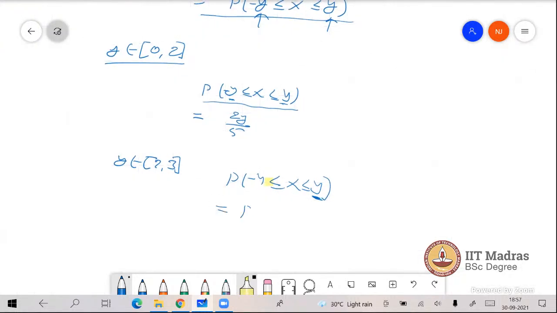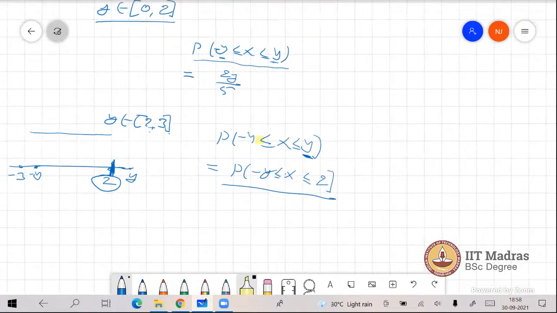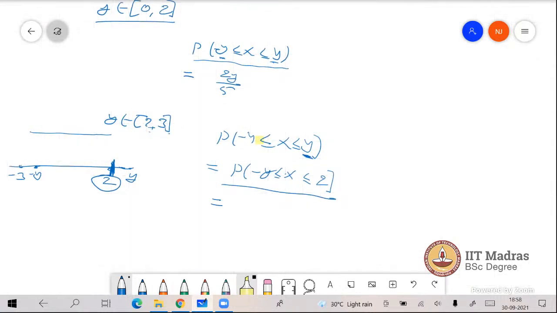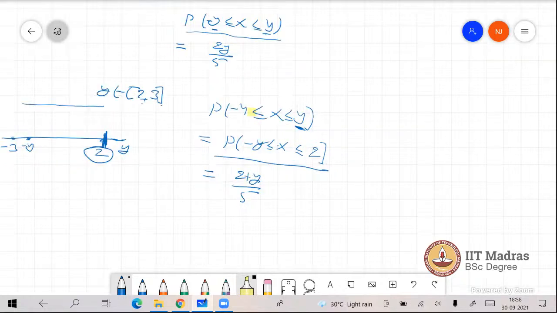So what I will do, I will restrict this upper limit to which point? 2 only, right? X is taking minus 2 to 2 as its support, and y I have taken 2 to 3. So minus root y, minus y will be somewhere here. Upper limit I will restrict up to 2 only. So now this probability will be (2 plus y) by 5, right?